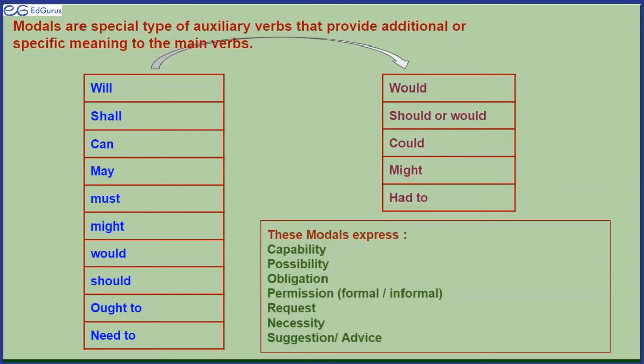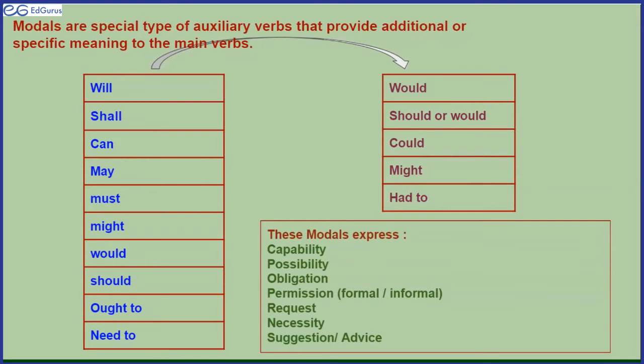Request. Will you please? Would you close the door for me? Can you close the door for me? Now, can you is ability, can you is permission. At the same time, it is used for request also. Can you close the door for me? Now, if I say, can I help you? What does it express?